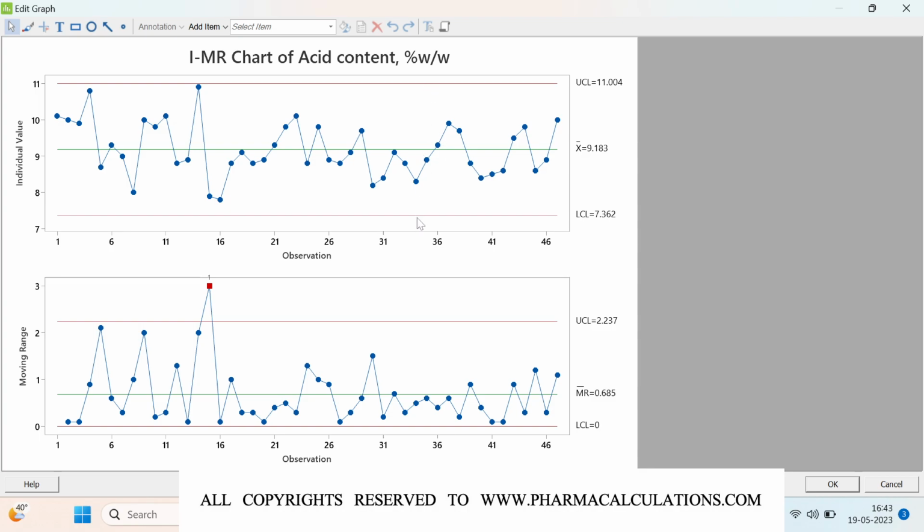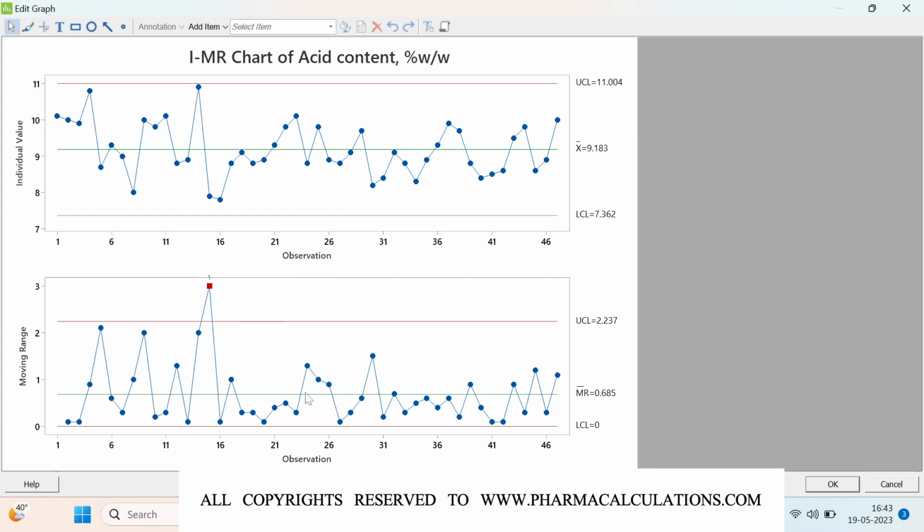Those are the control limits. The upper line is going to be the upper control limit, which is almost 11.004, and the lower control limit is 7.362. So this is where the process is going to give us the output. As previously discussed, if you are able to see, all these data points are lying within the control limits. That means there are no outliers in this individuals chart.